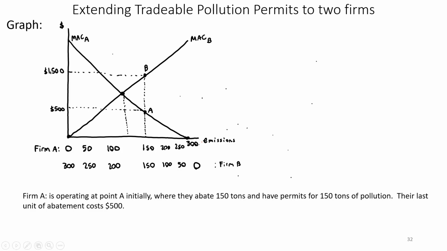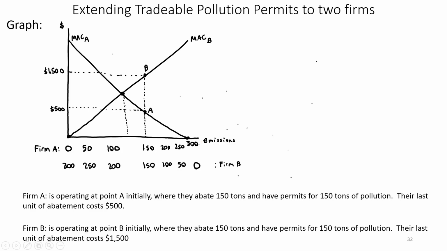Again, so far this is the information that I'm giving you here. We'll go through how to calculate all this in the next slide. But here at point B, they are abating 150 tons, but have permits for 150 tons of pollution. Their last unit of abatement cost is $1,500. And where these two curves intersect, it's going to be right in between. We will call that 1,000.